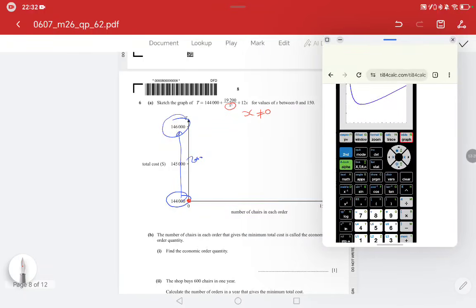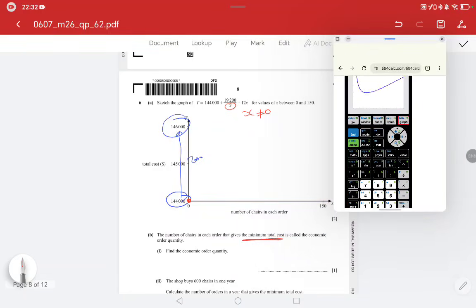Before sketching, let's look at the first one. The number of chairs in each order that gives the minimum total cost is called the economic order quantity. So find the economic order quantity. We need the minimum number, like an x, which will give me the minimum cost. If our graph looks like that, we need to find this point. So let's find it and then we'll sketch.